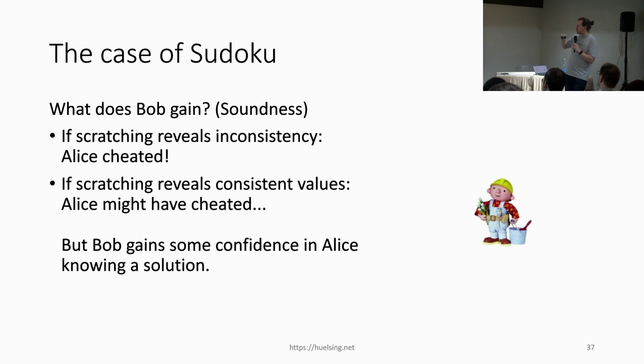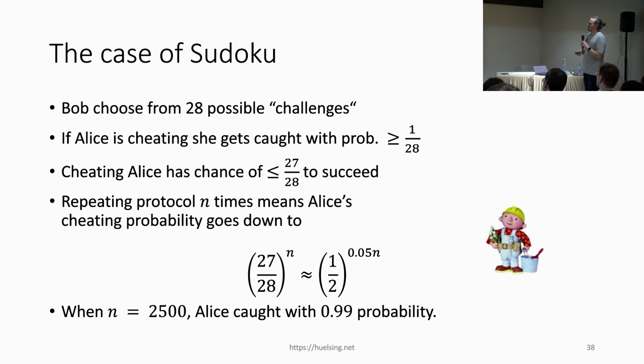So, there's still a chance that Alice might have cheated. However, Bob actually gained some confidence that Alice did not cheat, because he would have caught her with a certain probability. And so, if you look at the details and crunch the numbers, you see that there is a 27 in 28 probability of Alice cheating without being caught. But you actually catch her with a probability of 1/28.